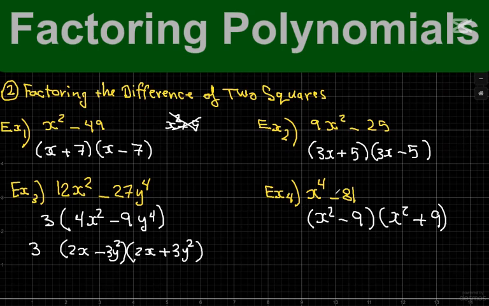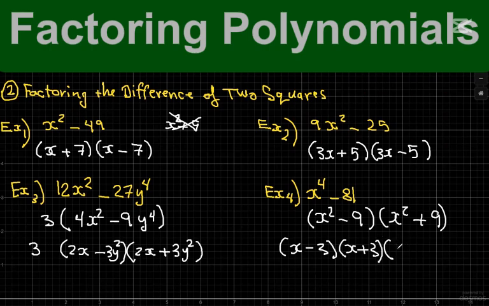Okay, so again, it follows the rule of the difference of two squares, because there are two perfect squares here and there, and that's the difference. The square root of x to the 4 is x squared, so x squared here, x squared there. Square root of 81 is 9, 9 here, 9 there. Now, this part here is still the difference of two squares. Therefore x squared minus 9 factors into x minus 3 and x plus 3.